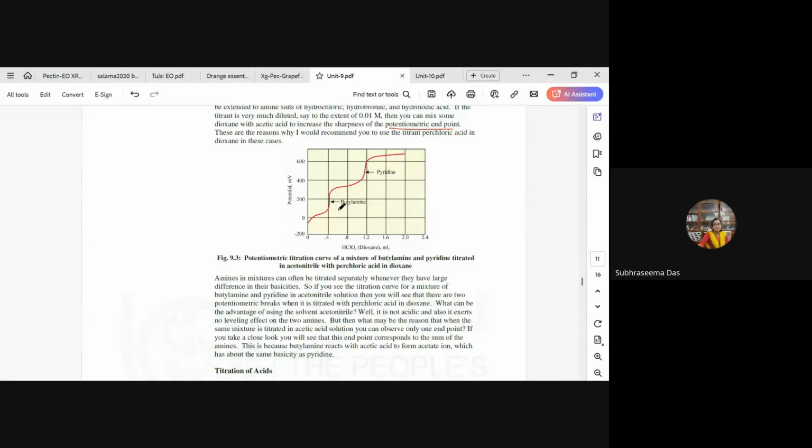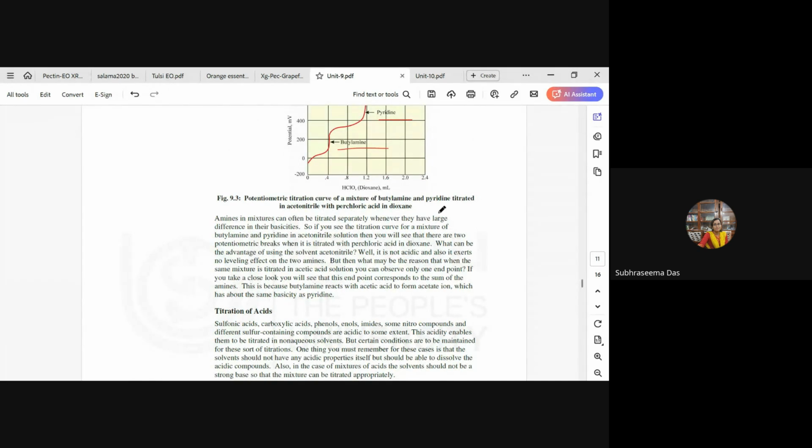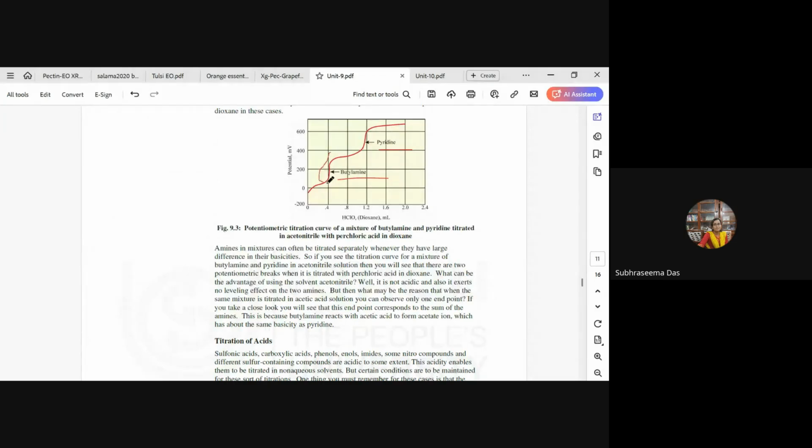Two amines are taken, butylamine and pyridine, and they are titrated in acetonitrile with perchloric acid in dioxane. The amines in a mixture can often be titrated separately when they have large differences in their basicity. In the titration of a mixture of butylamine and pyridine, as shown in figure 9.3, we see that there are two potentiometric breaks, here one and here another. With aniline, we see that the endpoint corresponds to the sum of the amines.